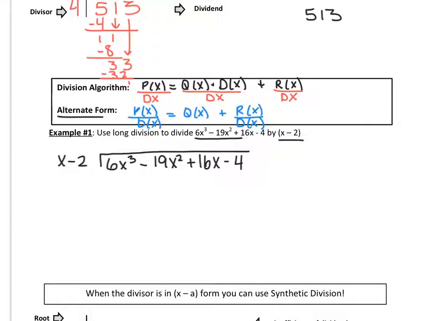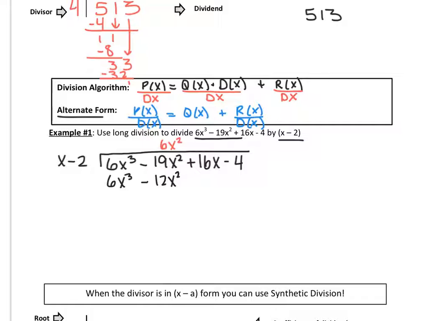Now just like we did regular long division, we're going to take it one piece at a time. So I want you to focus your attention just on this x and ask yourself, how many times does x go into 6x to the third? Or in other words, what do I need to multiply x by to get 6x to the third? You should be telling me I need to multiply this by 6x squared. Now we can multiply by everything here. So 6x squared times x is 6x to the third. Now 6x squared times negative 2 is negative 12x squared.